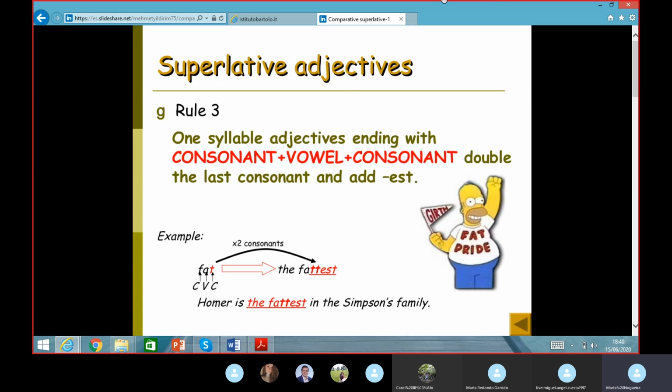Rule 3, this is the same. In fact, guys, we had a consonant, a vowel, and a consonant, and we doubled the consonant in the previous exercise with comparatives, right? And we're going to do exactly the same in the superlatives. So Homer is the fattest in the Simpsons family. ¿Ok? El más gordo, el más gordo, el más rico, el más gracioso, ¿ok? Siempre dentro de un grupo. ¿Ok? So I double the consonant.